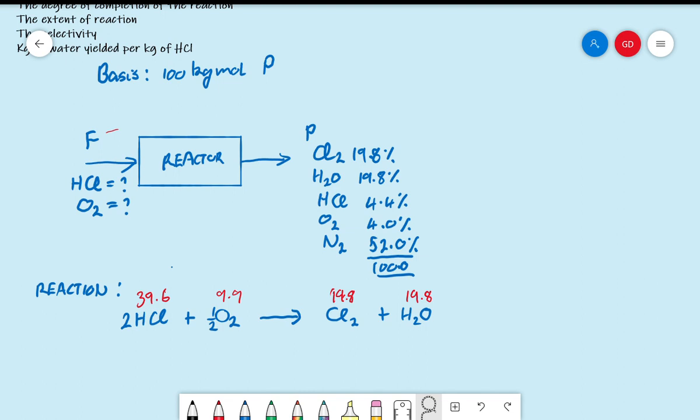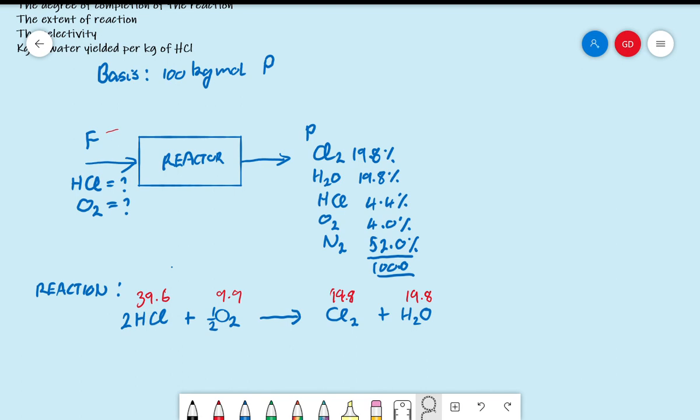Now that's very important. If you go back to the diagram, you can see there's still HCl on the product side, and you also have oxygen. This is the HCl unreacted, and this is the oxygen unreacted. It simply tells us that some of the HCl that was fed into the system did not react, hence it's recovered at the end of the process. Same thing applies: some of the oxygen which was charged into this reactor is recovered at the end of the process. So that's clear.